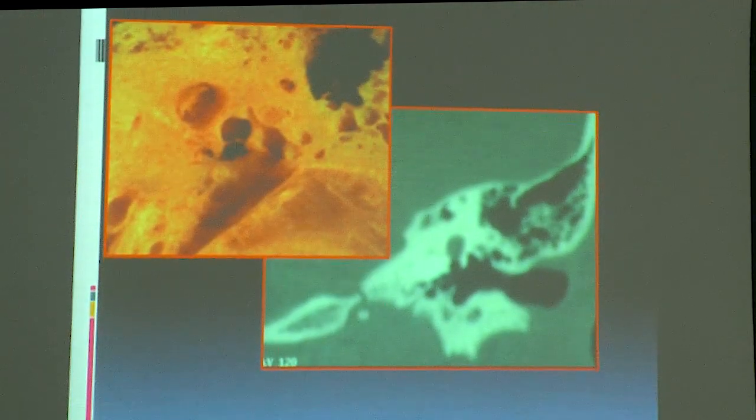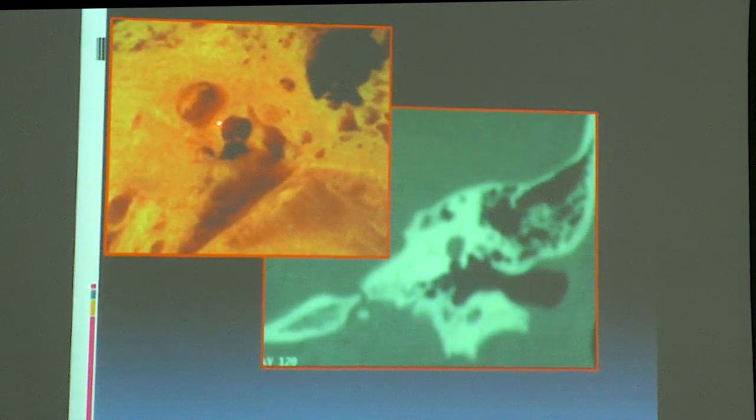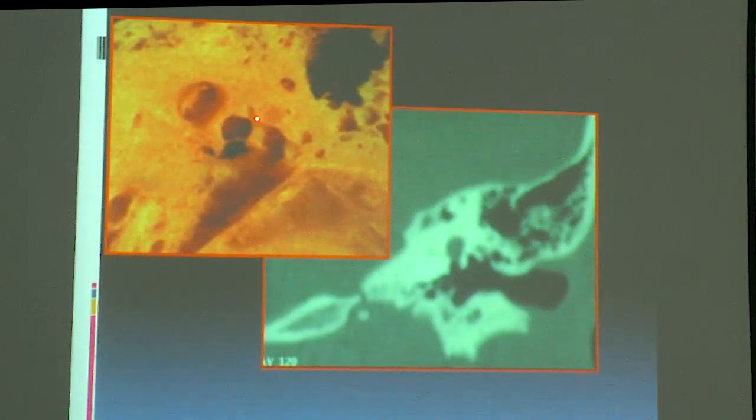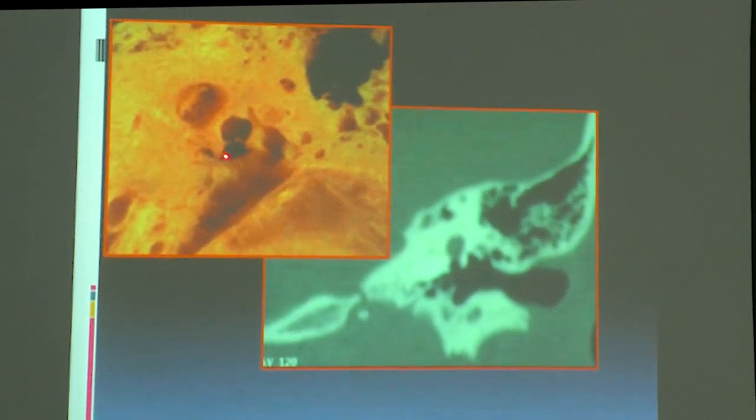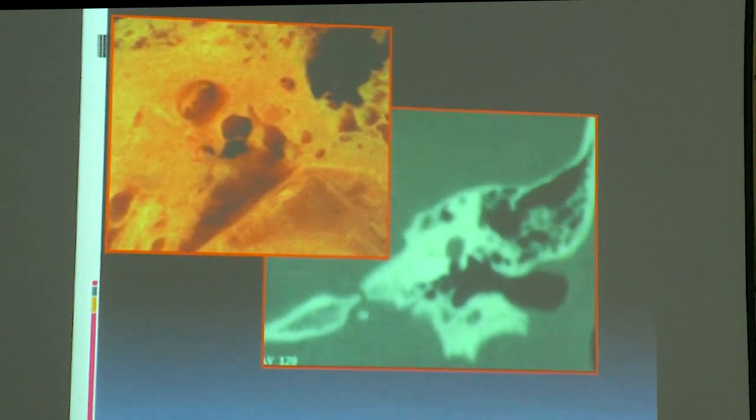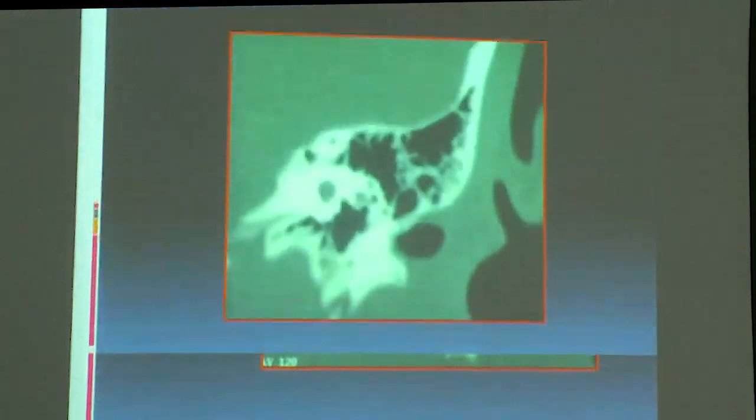Seen very well here on the section. Here we can see this is the vestibule, this is the round window region, this is the round window niche, and this bone has a particular thing. This is the region of the facial nerve and this is the sinus tympani, which can be seen even on the coronal section as well. It's not so well reproduced on the CT scan.